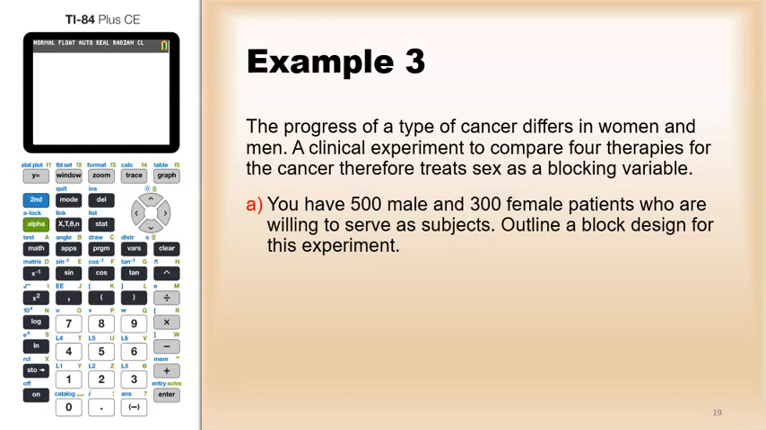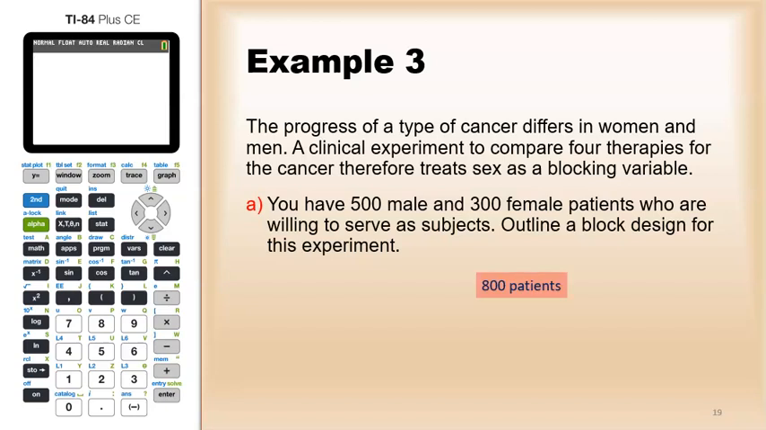All right, another one. The progress of a type of cancer differs in women and men. A clinical experiment to compare 4 therapies for the cancer therefore treats sex as a blocking variable. So suppose you have 500 male and 300 female patients who are willing to serve as subjects. So let's outline a block design for this.